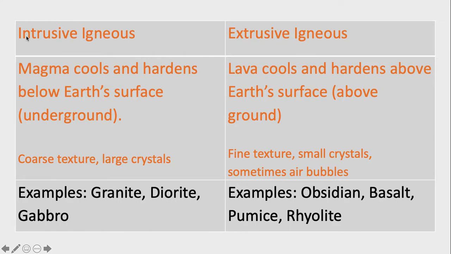So here's a chart with some of that information. Intrusive igneous rocks, that's magma cools and hardens below Earth's surface, underground, coarse texture, large crystals. Extrusive igneous rocks are when lava cools and hardens above Earth's surface, that's above ground, and they have a finer texture, small crystals, and sometimes they have air bubbles. And there's some examples of each. Granite is an intrusive igneous rock.